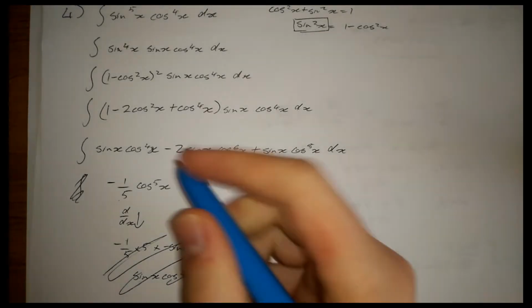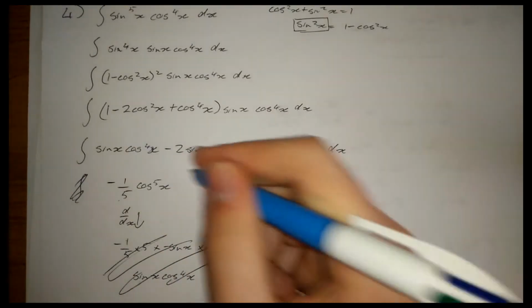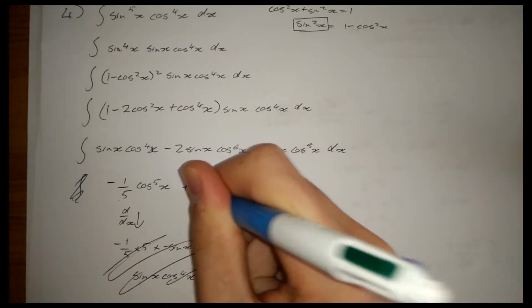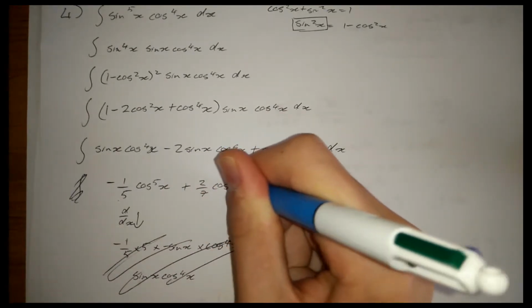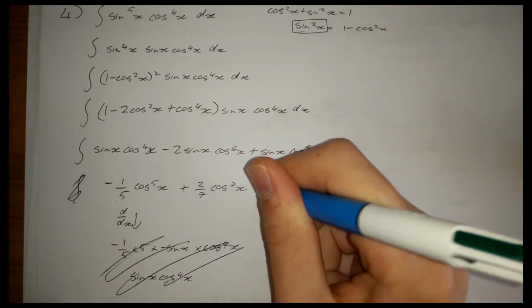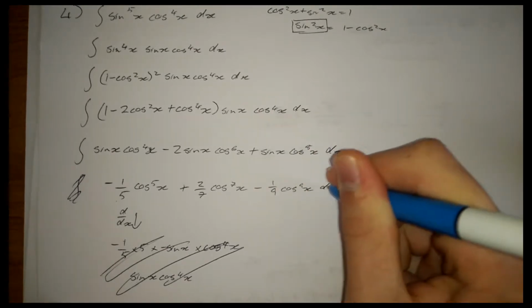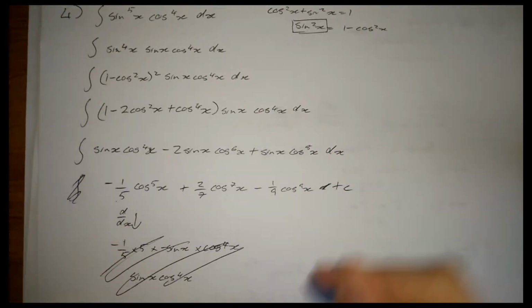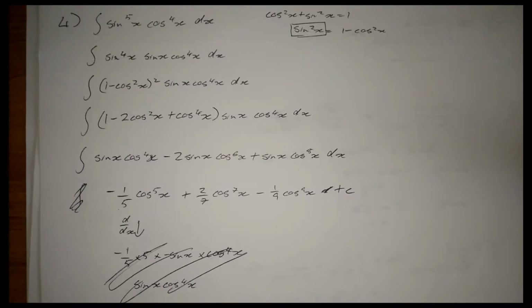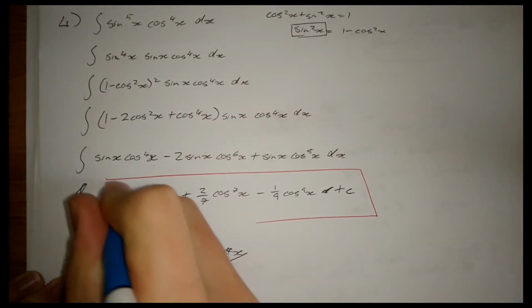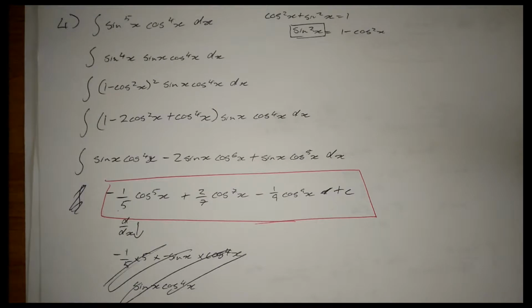Oh, yeah, sorry, I really need to work on my framing. So we can hence bring all of these down. Minus 1 on 9 cos 9x plus c. So this is our final answer over here: negative a fifth cos to the power 5x plus 2 on 7 cos to the 7x minus 1 on 9 cos to the 9x plus c. Okay.